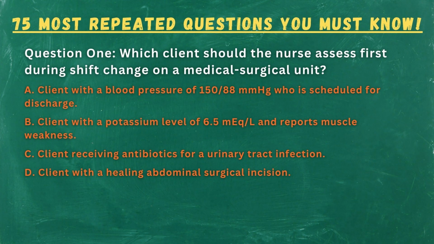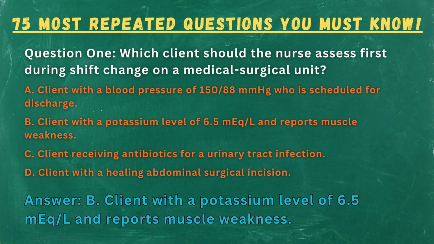Question 1. Which client should the nurse assess first during shift change on a medical surgical unit? A. Client with a blood pressure of 150/88 mmHg who is scheduled for discharge. B. Client with a potassium level of 6.5 milliequivalents/L and reports muscle weakness. C. Client receiving antibiotics for a urinary tract infection. D. Client with a healing abdominal surgical incision. Answer. B. Client with a potassium level of 6.5 milliequivalents/L and reports muscle weakness.